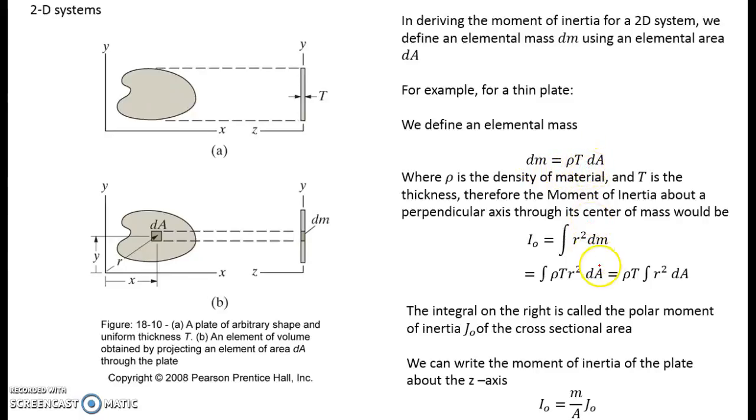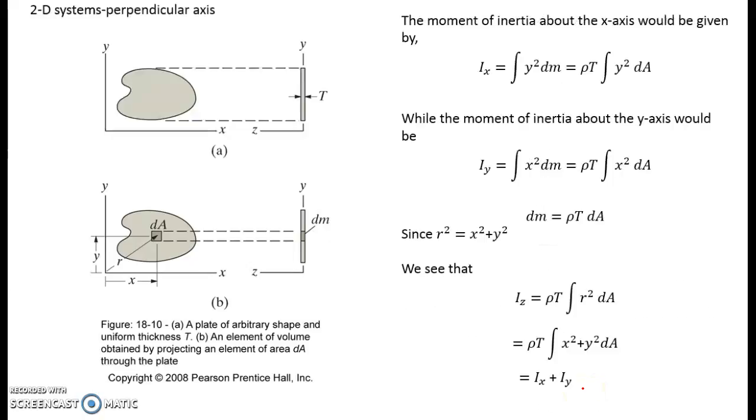So let's come back here. Rho t would have to be m divided by A, right? So that's where this m over A comes from. So finally we can relate the mass moment of inertia of the plate about that z-axis, the axis coming out of the plane of the board or the presentation here, perpendicular to the plane, to the area moment of inertia or the polar moment of inertia, by this relationship.